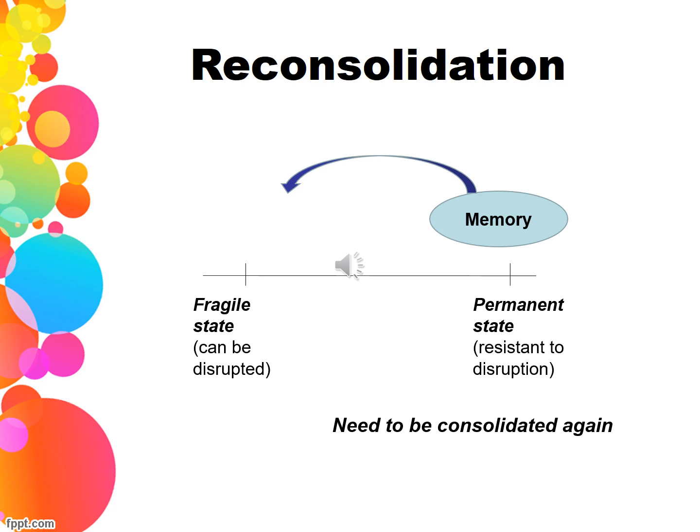Just now, when we talked about consolidation, it is the process where you transfer the new information, which is at the fragile stage, into a permanent state which is resistant to disruption. Now reconsolidation means that when you retrieve the memory from long-term memory, which is at the permanent state, you put it into working memory, which goes back to a fragile state. At the working memory, at this fragile state, this information can be modified and disrupted easily. So after you use the information, you need to consolidate it again, which is to put it back to the permanent state.